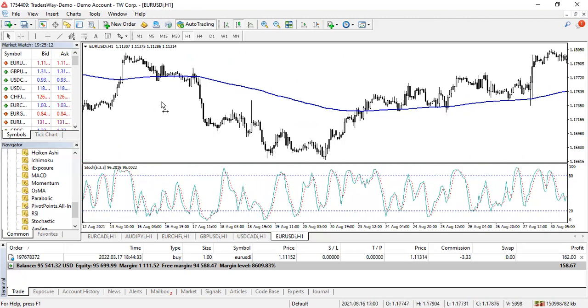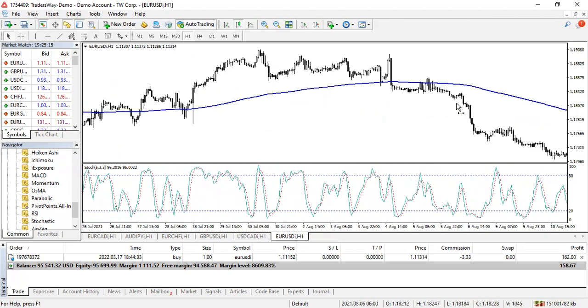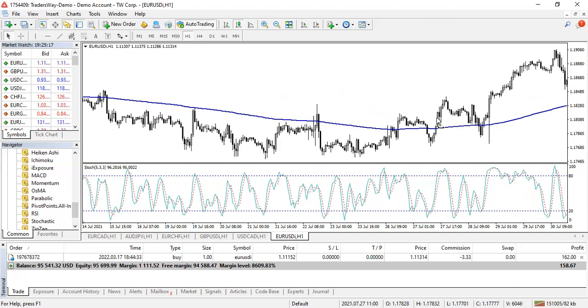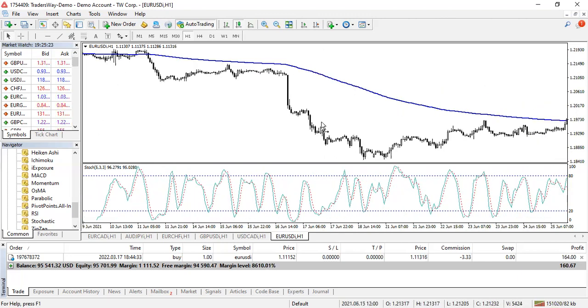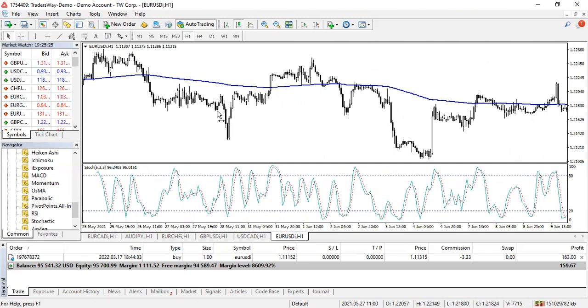As I said before, technical analysis is a kind of analysis where we use indicators to analyze markets. Let me stop from here.